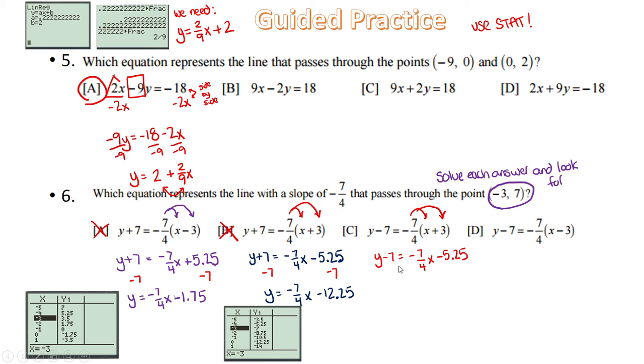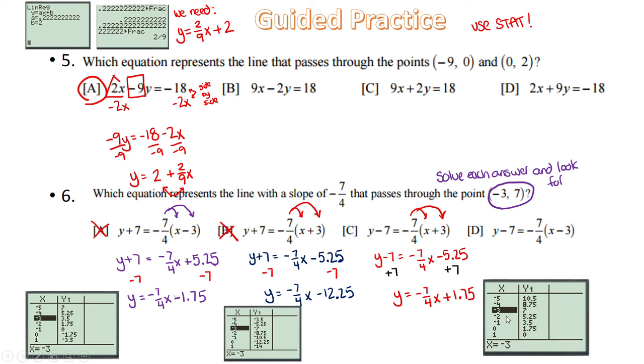Now this time, I have a minus 7 on the left side. So I have to add 7 on both sides. If you type this in your calculator as negative 5.25 plus 7, it comes out to be positive 1.75. Type that into your y equals key, look at the table, and now you see your match. So it's going to be C.